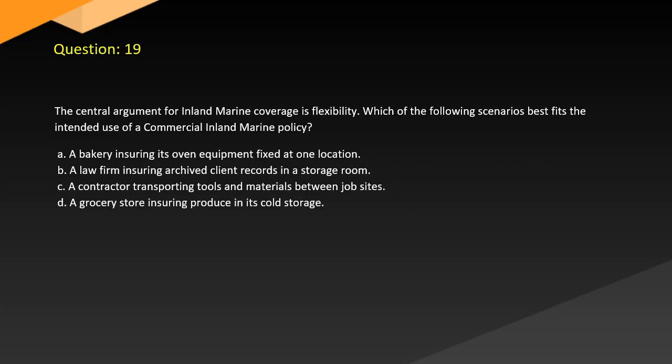Question 19. The central argument for inland marine coverage is flexibility. Which of the following scenarios best fits the intended use of a commercial inland marine policy? A. A bakery insuring its oven equipment fixed at one location. B. A law firm insuring archived client records in a storage room. C. A contractor transporting tools and materials between job sites. D. A grocery store insuring produce in its cold storage.